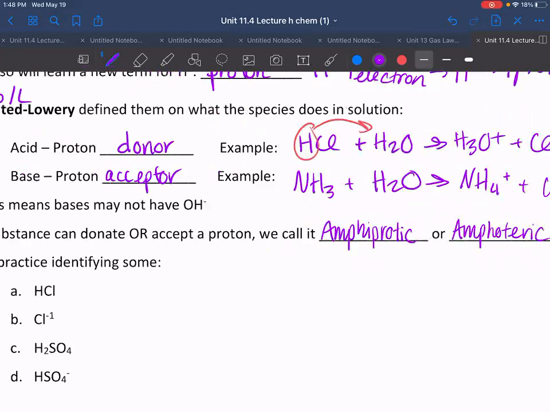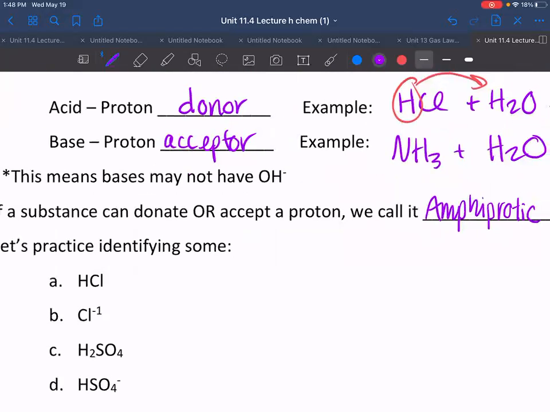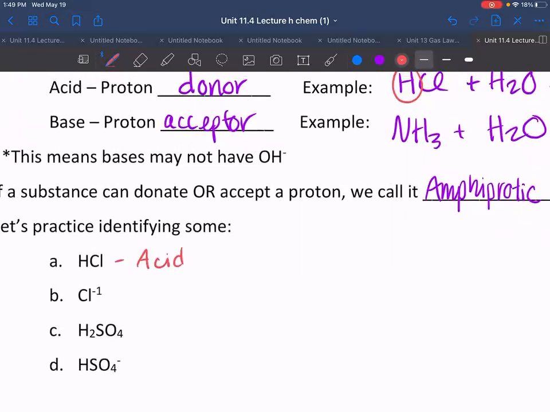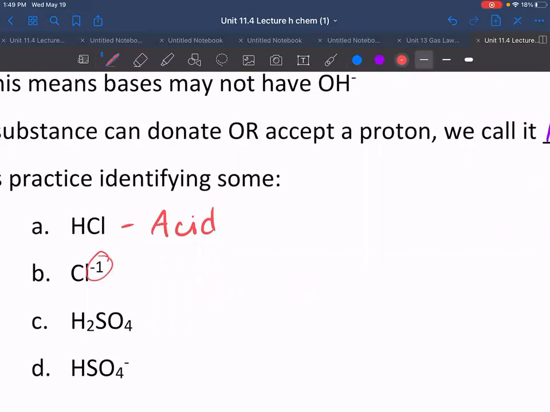Starting off with HCl, does it have a hydrogen on its left it can donate? Yes. Does it have a charge? No. Is it either NH3 or H2O? No, so it's only an acid. Really, the exceptions for being a base are H2O, NH3, or having a charge. This next one here, does it have a charge or the ability to accept a positively charged hydrogen? Yes. Does it have a hydrogen to give away? No, so it's only a base.